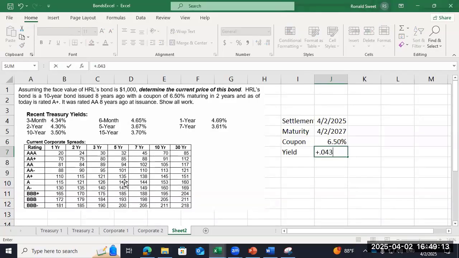And then what is my spread? It's a 2-year bond, and what's the rating? A plus. Yeah, so 115. So plus 115 divided by 10,000. So there's my yield.